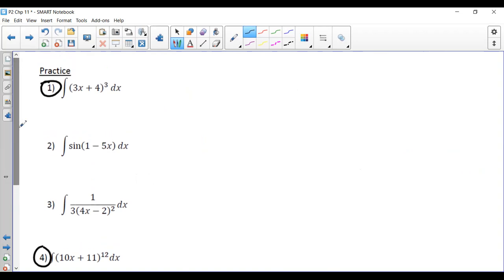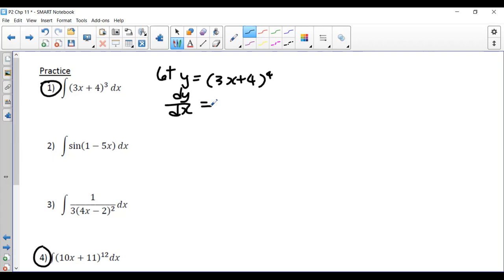Okay, so for question 1, you would let y equals (3x + 4)^4, because differentiating power 4 gives you power 3. So you go on and verify dy/dx, which gives you... oh, actually, why do I do this? I'll give you the answer first, just in case you got it right, then you can move on.